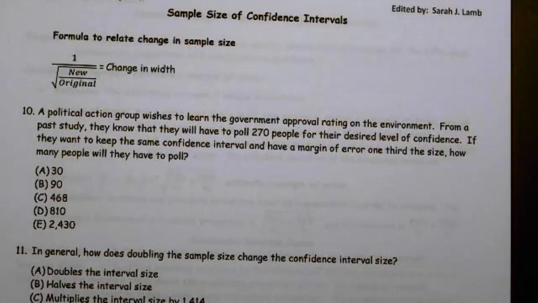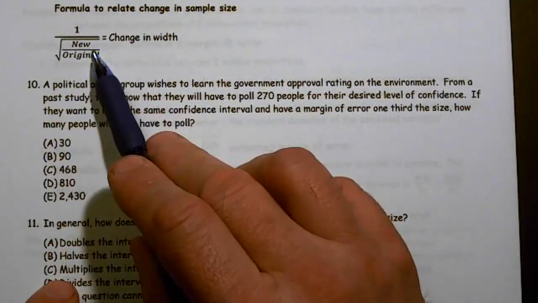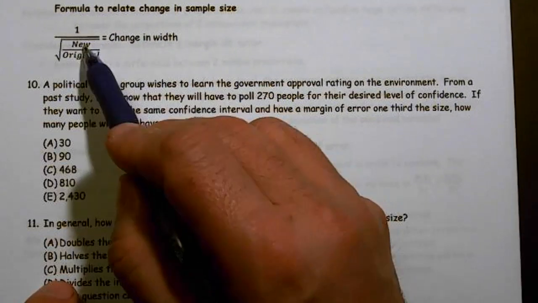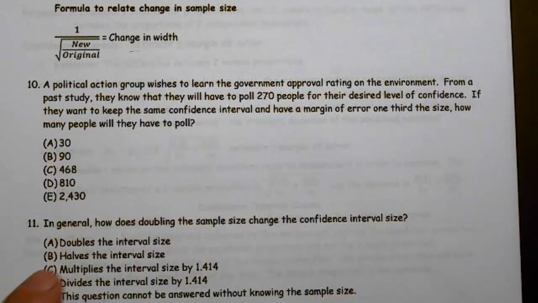Number 10. A political action group wishes to learn the government approval rating on the environment. And we're going to use this ratio here. And you can always use this. This is the new sample size over the original sample size equals the change in width. From a past study, they knew that they will have to poll 270 people for their desired level of confidence. If they want to keep the same confidence interval and have a margin of error 1/3 of the size, how many people will they have to poll?